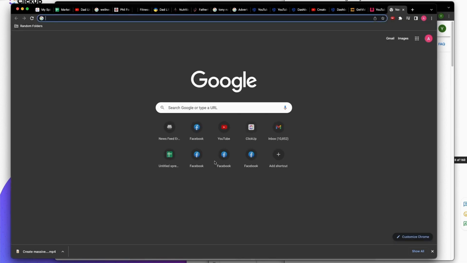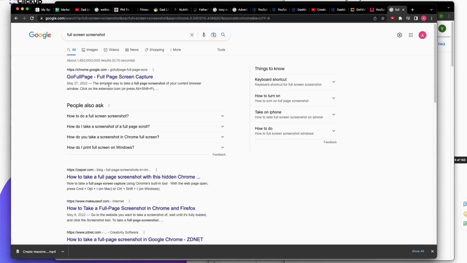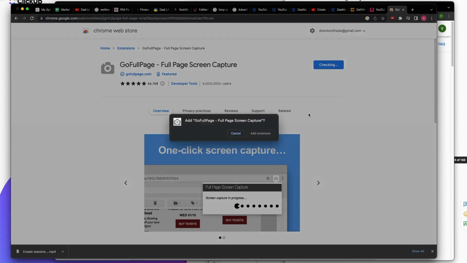Here, let me show you another thing. There's another thing you could do. It's called full screen screenshot, I think, right? And then there we go. It's called GoFullPage. I can add this to Chrome.